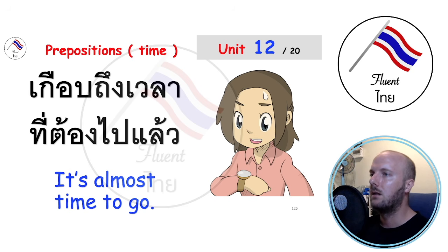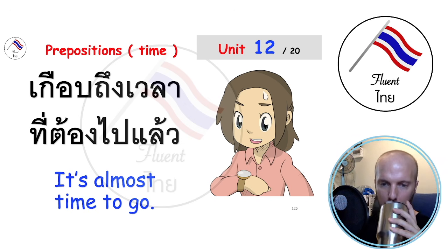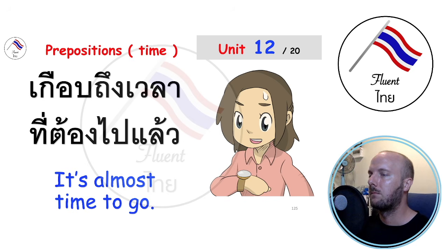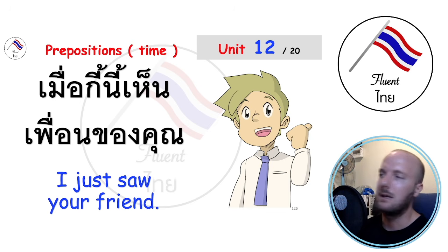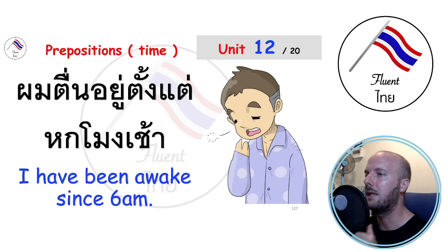I just saw your friend. เมื่อกี้นี้เห็นเพื่อนของคุณ. I usually add the subject, like ผมเมื่อกี้นี้ผมเห็นเพื่อนของคุณ, but I guess you don't always have to specify that.